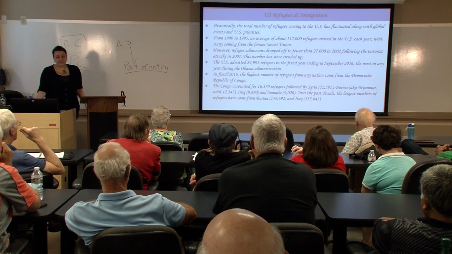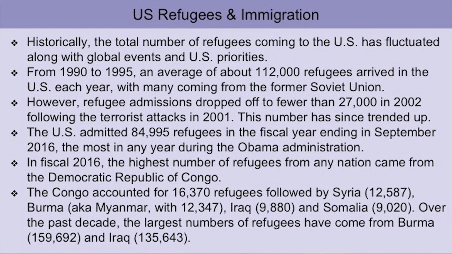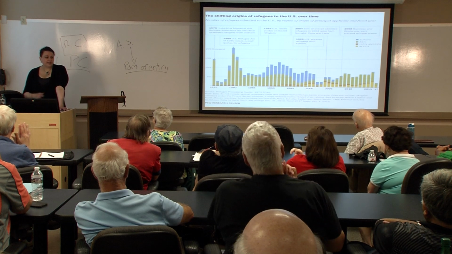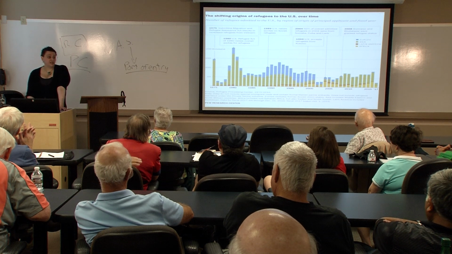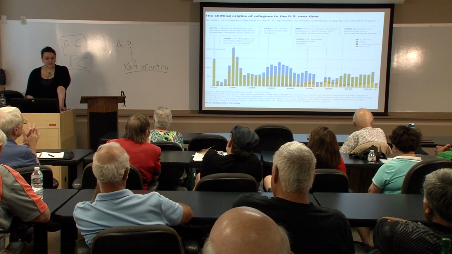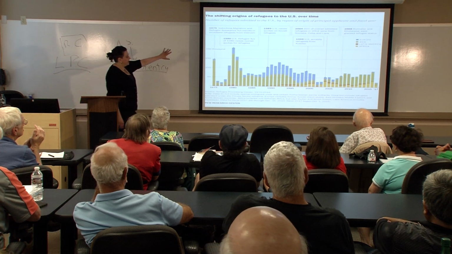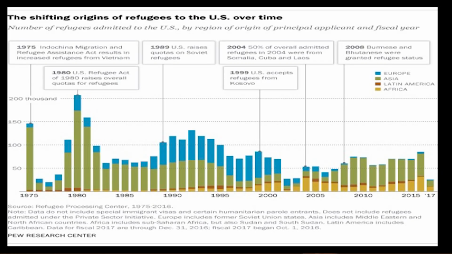Obama administration. In fiscal 2016, the highest number of refugees from any nation came from the Democratic Republic of Congo. The Congo accounted for 16,000 refugees, followed by Syria with 12,000, Burma with 12,000, Iraq with 9,000, and Somalia with 9,000. Over the past decade, the largest number of refugees have come from Burma and from Iraq. There was an article that I put in the recommended list, which is I think from 2010, about the effects of the Iraq war on refugee numbers around the world, not just people who applied to come here as refugees, but all over the world. I would recommend that you read it. And here you have a good graphic, from Pew, of how the numbers vary and where they come from over time. Yes?